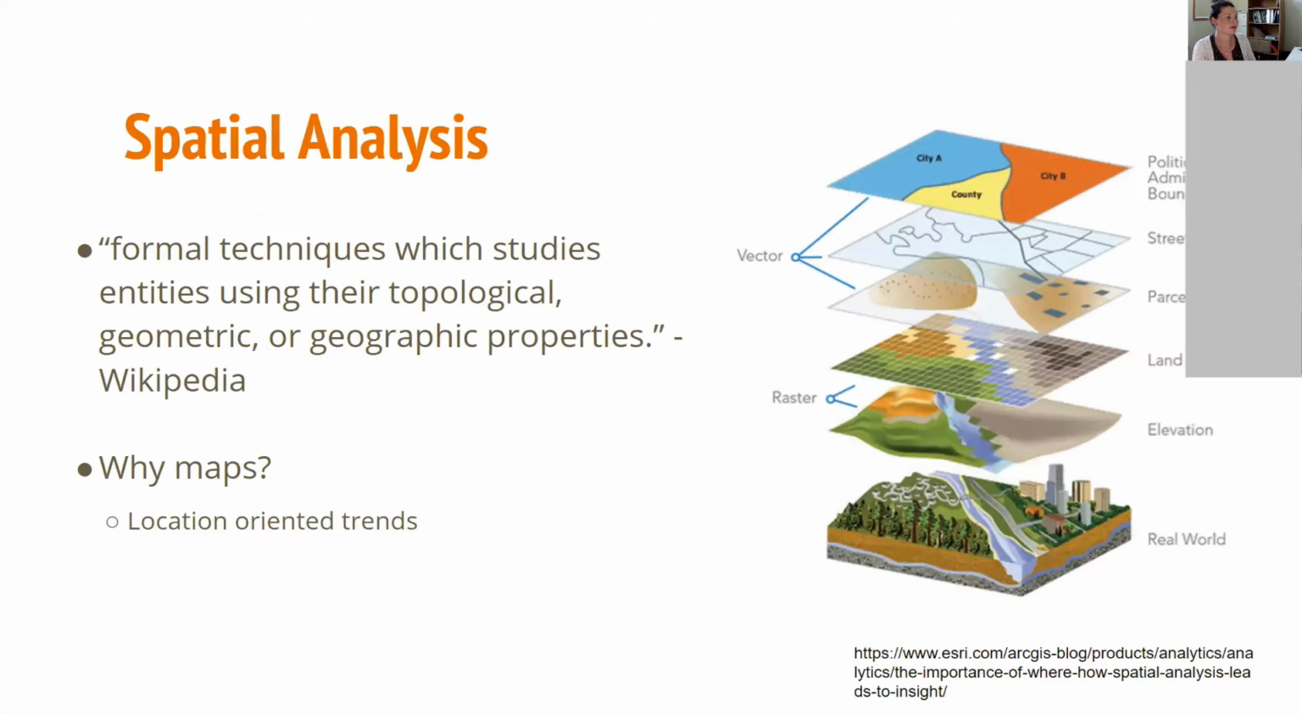So spatial analysis. When I first started creating this workshop, I was trying to think of a good definition. So I turned to Wikipedia, the source of all knowledge. And Wikipedia defines spatial analysis as formal techniques which study entities using their topological, geometric, or geographic properties. And so the main driving behind this type of processing and this type of research-related questions is we're looking at trends based off of location. And that's why we turn to maps. We're trying to look for these trends that are based on spatial positions.